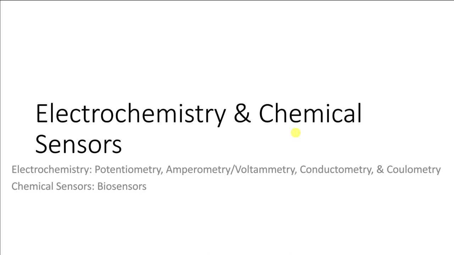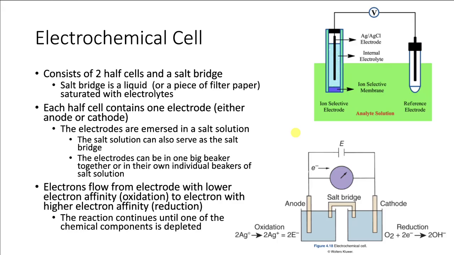So we're going to talk now about electrochemistry and chemical sensors. These are all based on, well, electricity. In an electrochemical cell, we have what we call two half cells and some sort of salt bridge here. Each half cell, which is these things here, contains one electrode, which is either an anode or a cathode.